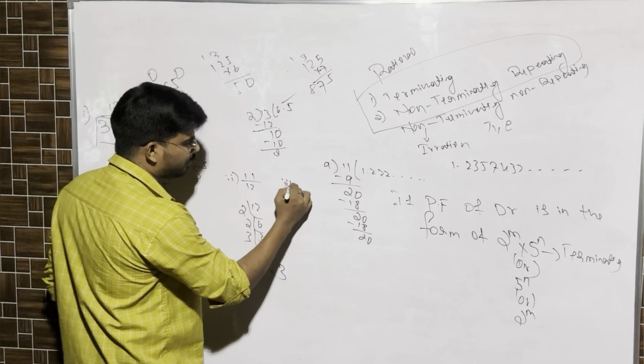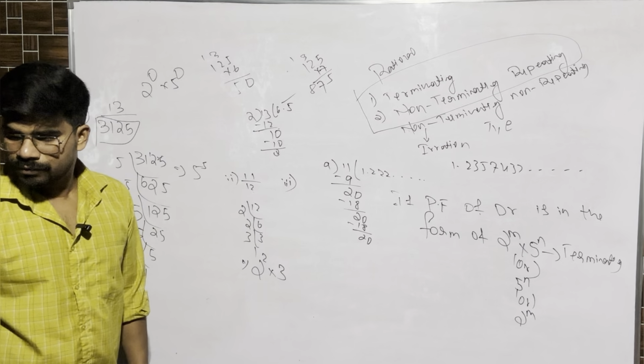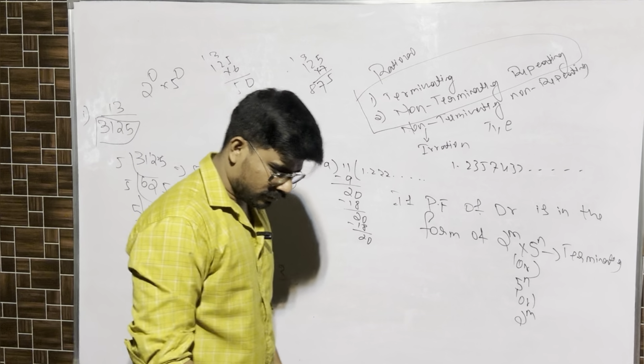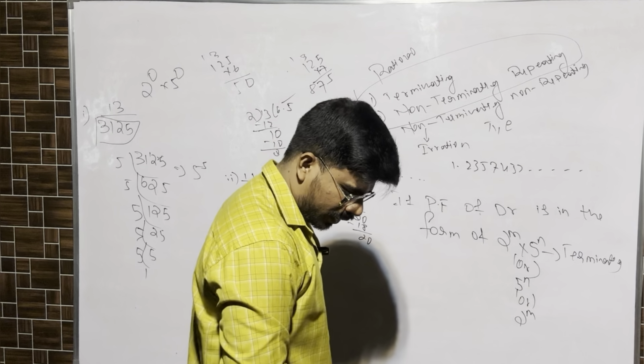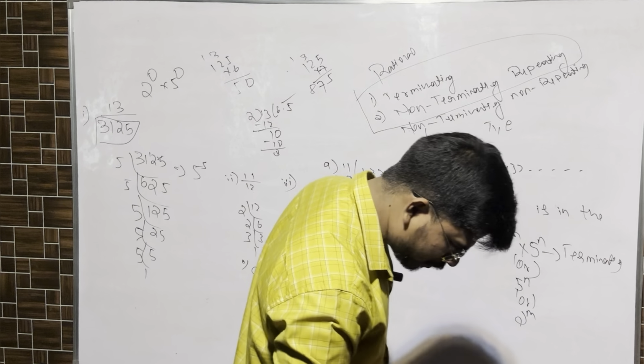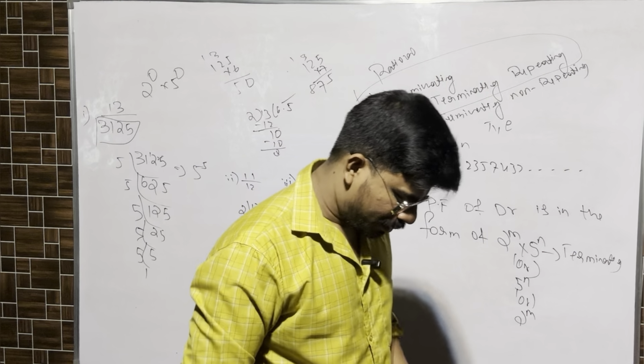Third one, tell me. 64 by 455. Yes. Third one you can do. Third, fourth, simple. Those are simple only.